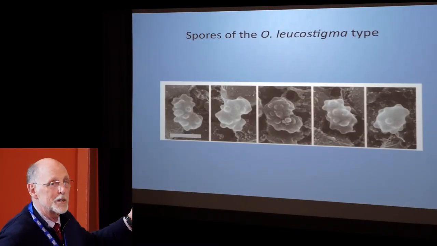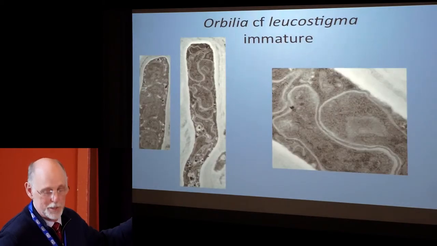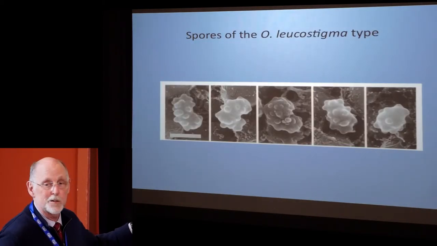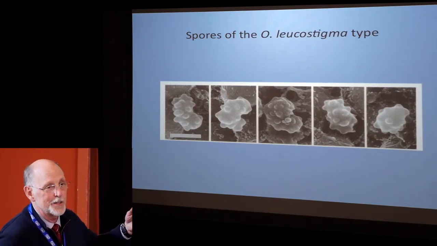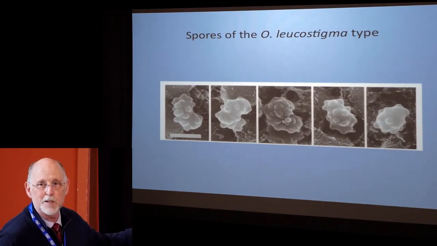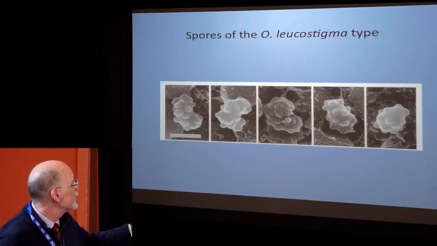Here's Leucostigma. This is an old photograph. It's from my MSA presidential address of 20 years ago. This is in this Leucostigma group. We called it Delicatula then, but Leucostigma now. It looks like they're ornamented spores.